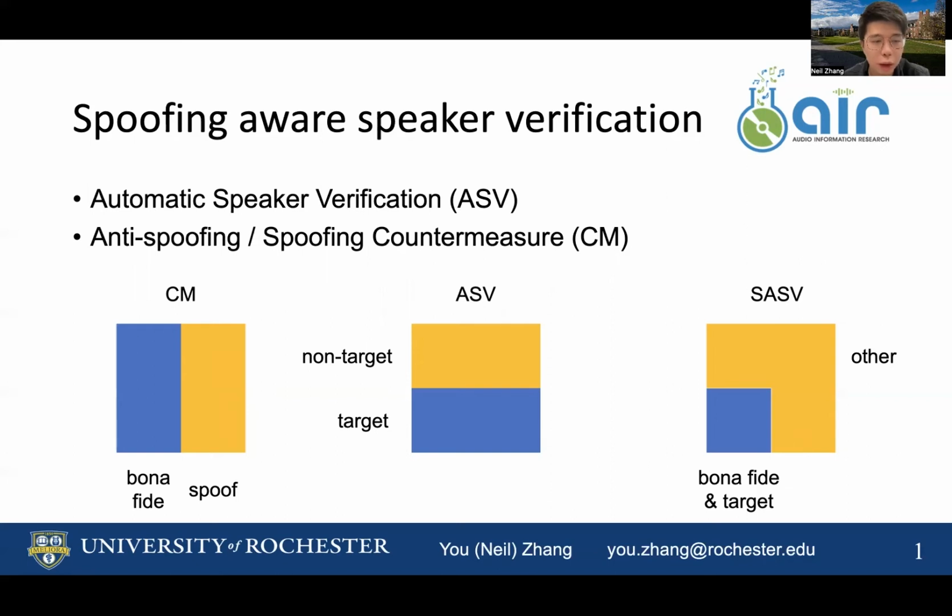The ASV system aims to discriminate whether the test utterance is from the target person. But research has shown that ASV systems are vulnerable to spoofing attacks. The SASV system aims to use the spoofing system to strengthen the speaker verification part. So only if the test utterance is bona fide speech and also from the target speaker is the utterance considered as positive class. Otherwise, it is negative class.